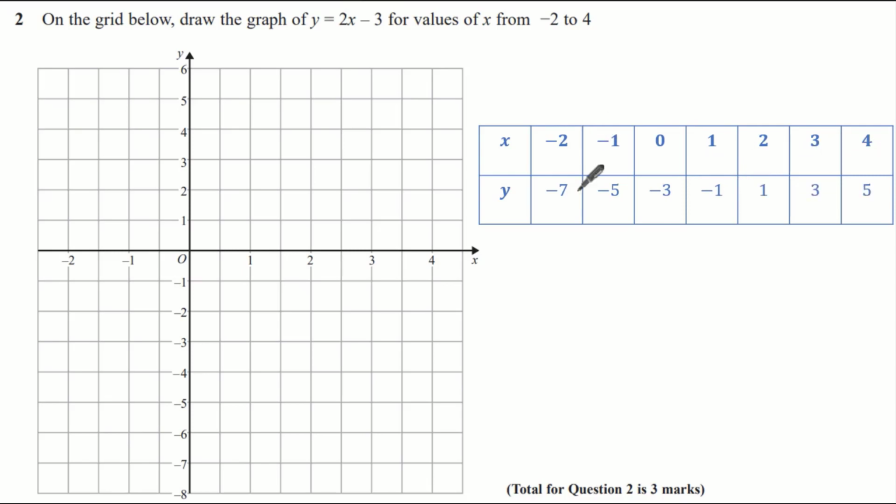Now we have our coordinates, we simply plot. So plotting minus 2 and minus 7 is indicated here. Plotting minus 1 and minus 5 is indicated here. Plotting 0 and minus 3 is indicated here, and so on and so forth. You know you've done it right because the function y equals 2x minus 3 is a straight line. So when we join all our points, you can see we've made our straight line.